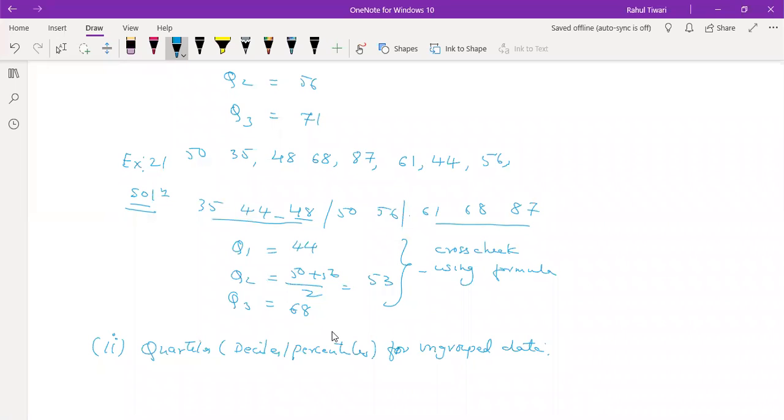Again, I'm telling you the conceptual things are the same as we did for median. So whatever things we did for the median, the same thing you have to do for quartile, decile, percentile. The only thing is that in quartile we divide by 4, in decile we divide by 10, and in percentile we divide by 100. Otherwise the computation part will remain the same for all sections. So for that we will write down the theory part a little bit, and then we'll move to the next part of that.